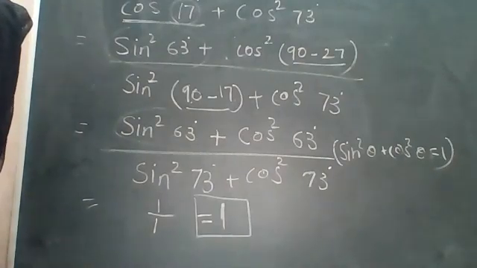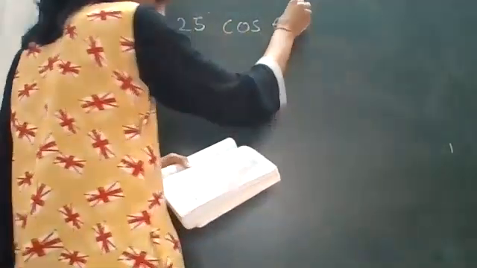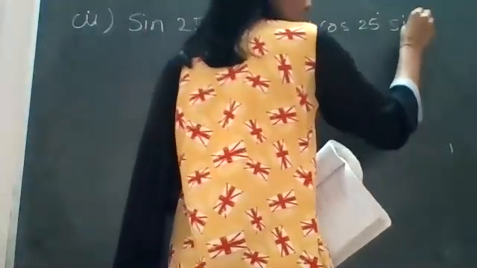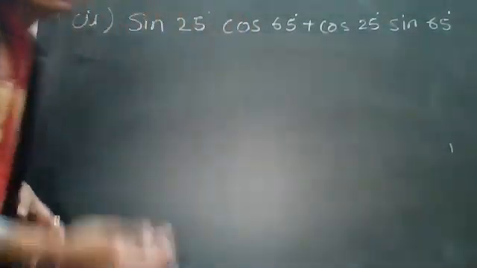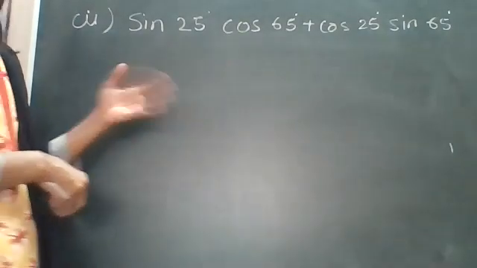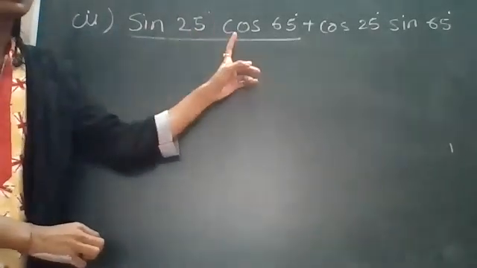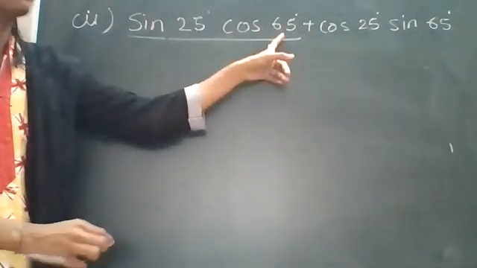Yes, ma'am. Now second number. What is given in the second? It is given as sin 25 degree cos 65 plus cos 25 degree and sin 65 degree. Similarly, what we have done in the previous sum, the same we have to do in this sum. Sin 25 and cos 65 is here.